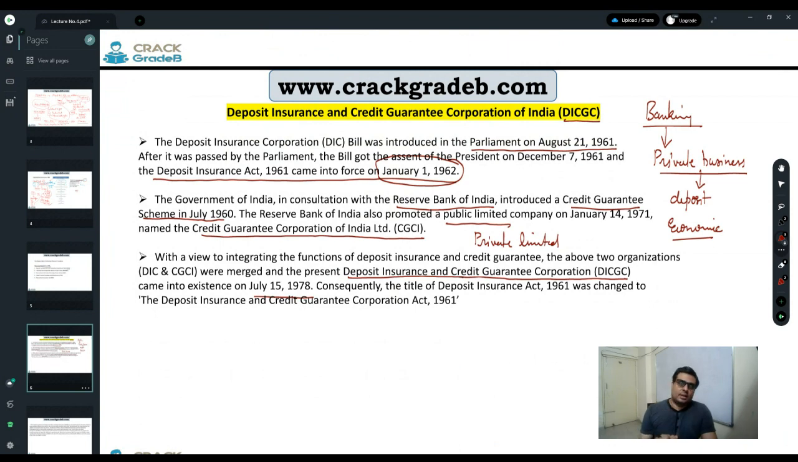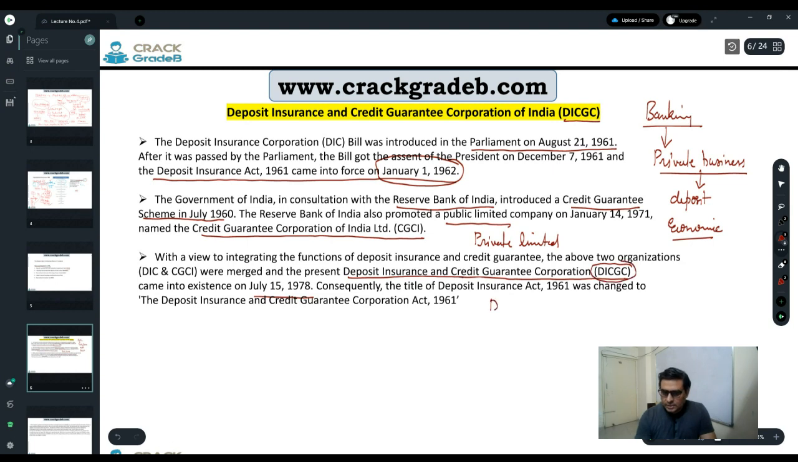To focus on this industrialization, the government established the Industrial Development Bank of India. Later on, the government established the Small Industrial Development Bank of India. So IDBI and SIDBI were established, and the government through the ministry started providing financial assistance to micro, small, and medium industries. Right. So why am I telling you this? Because we are discussing the DICGC.